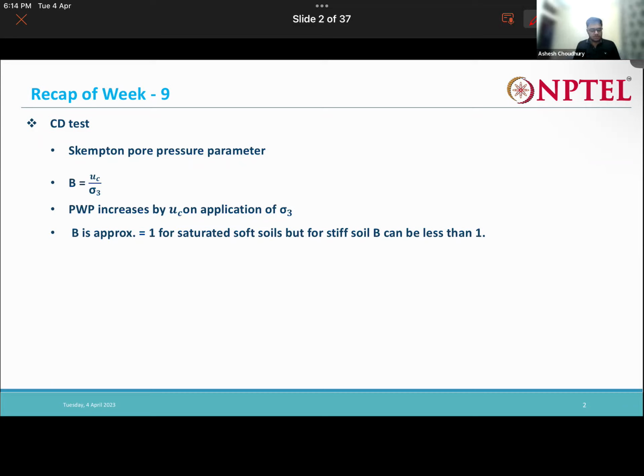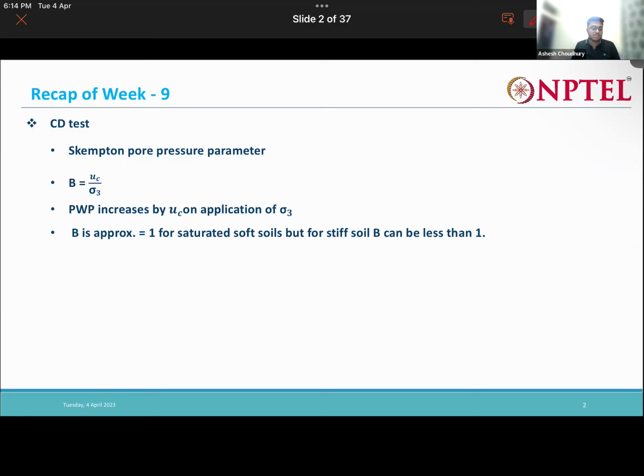Before beginning our test, we have to check in our instrument that this B, that is, the ratio of change in pore pressure to sigma 3, is coming to 1. If it is 1, we can say that the soil is completely saturated, and then we can begin our consolidation stage by opening my drainage valve. Okay.